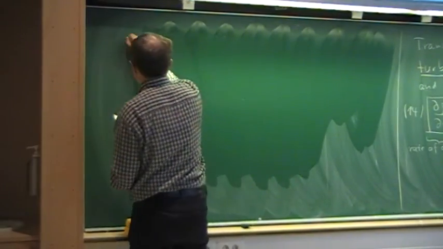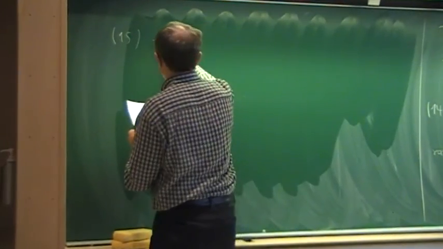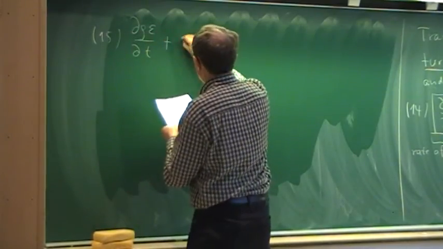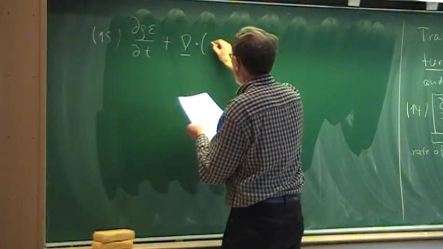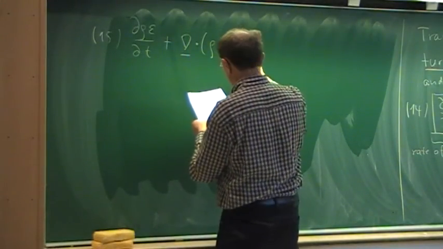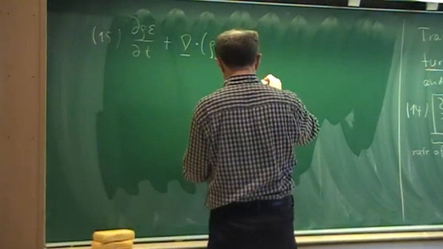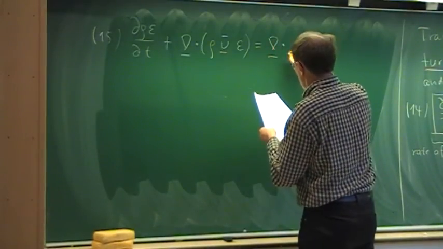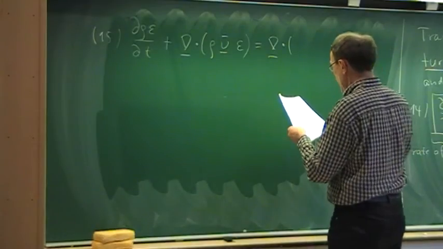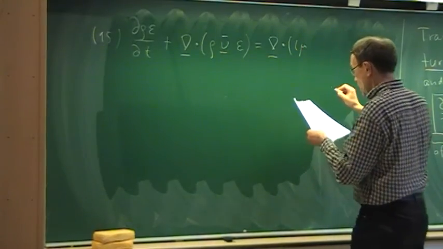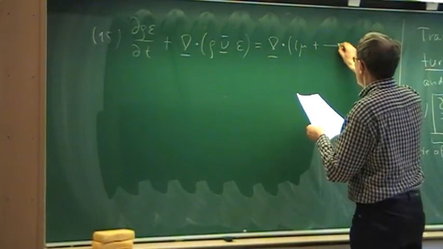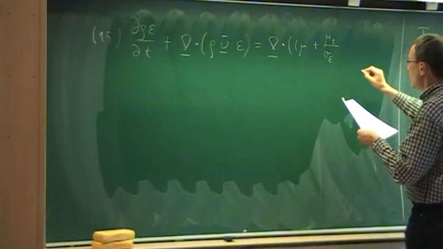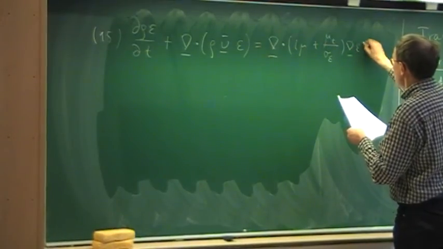That is now the following, that is then equation 15. There we have a time derivative of rho epsilon, and we have a convective flow described by the divergence of the constant density times the mean velocity vector times the dissipation rate epsilon. And that is equal to the divergence of, and now we have something similar as we had there. We had the viscosity coefficient mu plus the turbulent or eddy viscosity mu t divided by some other constant sigma epsilon times the gradient of epsilon.